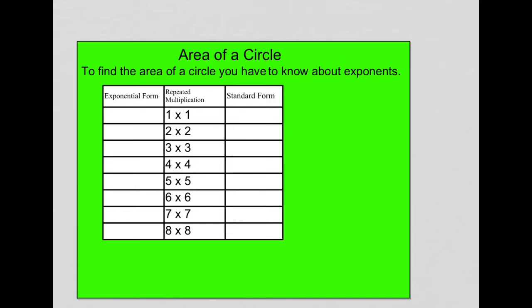Today we're going to start looking at calculating the area of a circle, or the number of square units that will cover a circle. Now we've already been working on calculating the circumference. Circumference is the distance around the circle. The area is the number of squares that cover the circle.